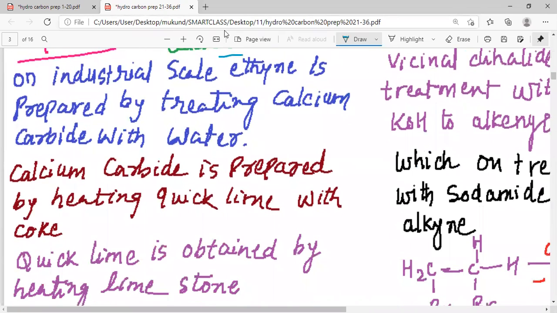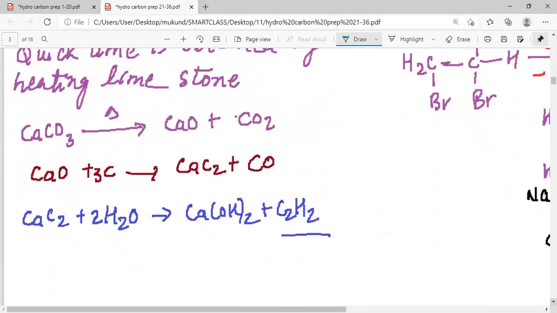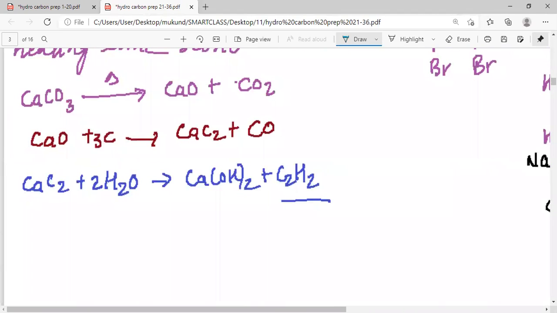On an industrial scale, ethyne is prepared by treating calcium carbide with water. Calcium carbide is prepared by heating quicklime with coke, and quicklime is obtained by heating limestone. So let us study this reaction with the chemical equation, my dear students.